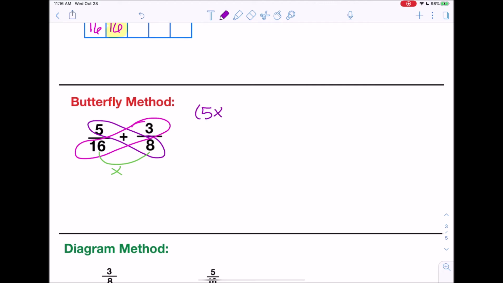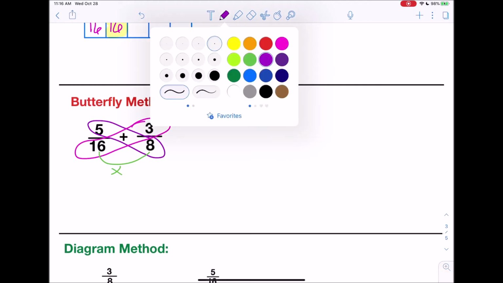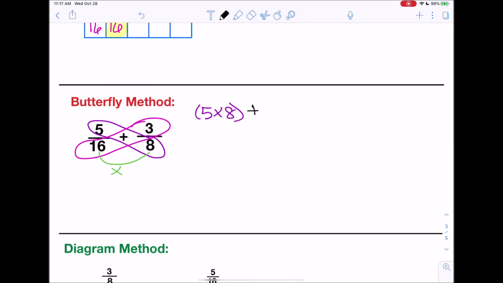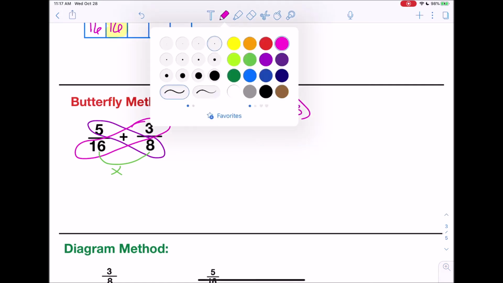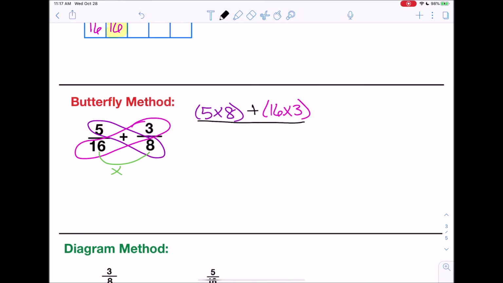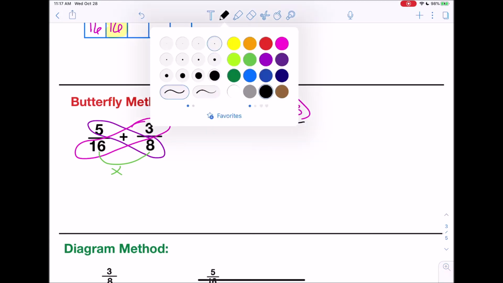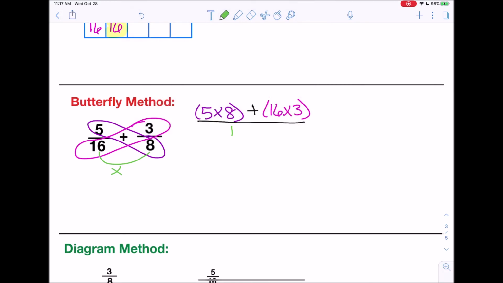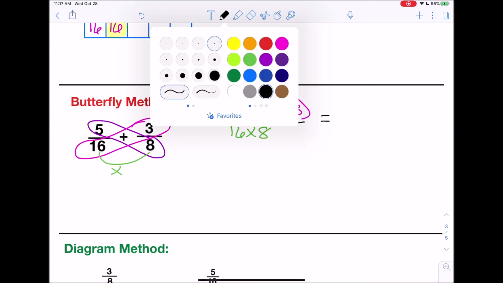It's going to be 5 times 8 plus 16 times 3 all over 16 times 8. Okay, so when we do the butterfly method, that's what we get. Now, all we have to do is multiply everything out and then simplify.